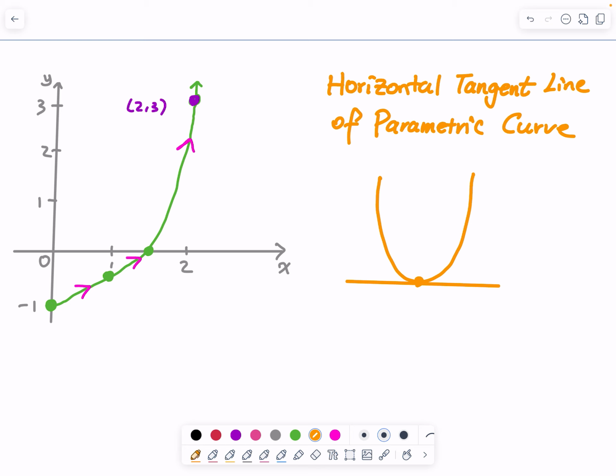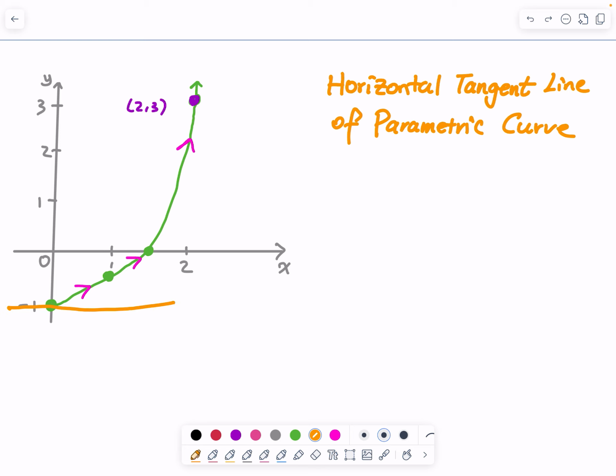Horizontal tangent line: the slope of a horizontal line is 0. The slope of a vertical line is undefined. Okay, the slope of a horizontal line is 0. Just like this parabola, at the minimum, the slope is equal to 0 because there is a horizontal tangent line. And then, is there a horizontal tangent line right there? Let's find out. It looks like there is a horizontal tangent line right there.